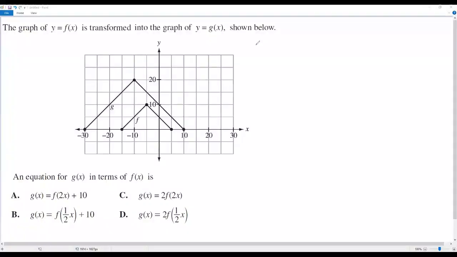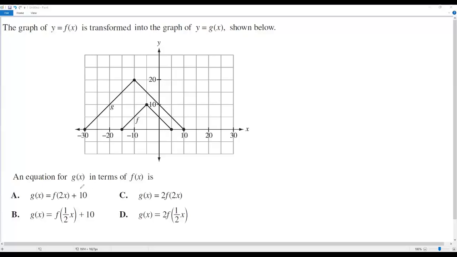Here we have a pre-calculus problem on transformations of functions. Okay, let's go with the question. The graph of y equals f of x is transformed into the graph of y equals g of x shown below. An equation for g of x in terms of f of x is.